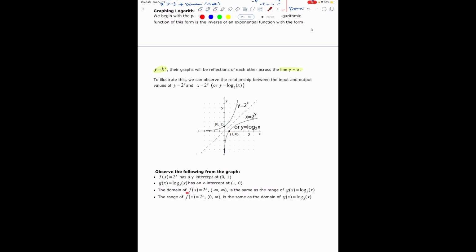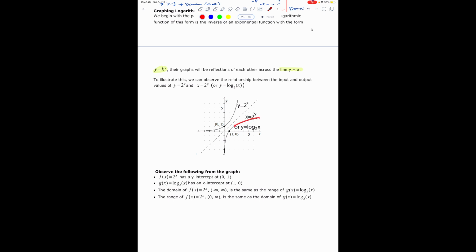The domain of the function f of x equals 2 to the x power is all of the real numbers. So the domain of this function is all of the real numbers. As you can see, it is smoothly extending from left to right without any cuts, without any interruptions. And it is the same as the range of the g of x function, which is the logarithmic function, the inverse function, log base 2 of x.